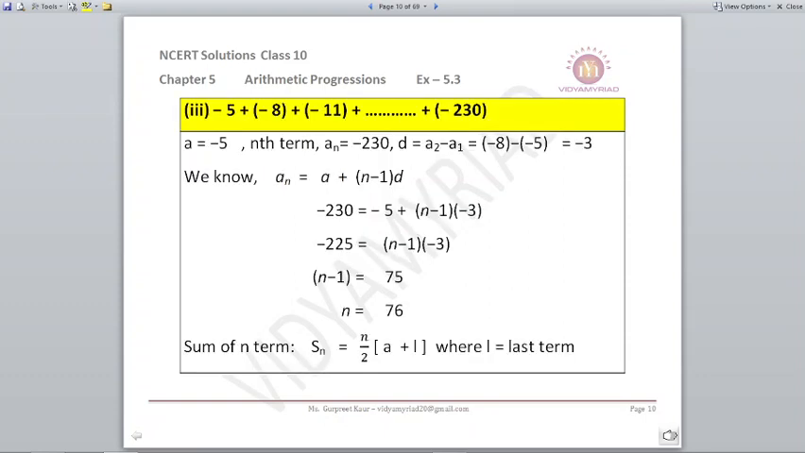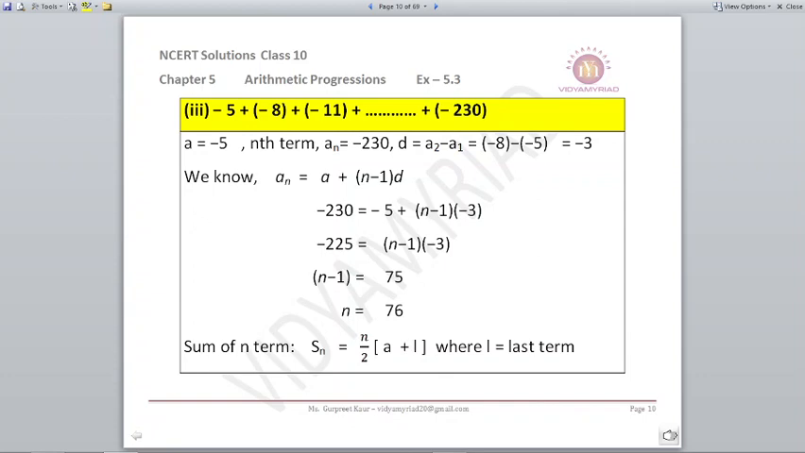Now minus 5 plus minus 8 plus minus 11 plus and so on till plus minus 230. So here a is minus 5 and the nth term given to us is minus 230. D we can find out by subtracting, that comes out to be minus 3. So we will be finding out n by using the formula an is equal to a plus n minus 1 d. So an is given as minus 230, which is equal to minus 5 plus n minus 1 into minus 3. We get n as 76.